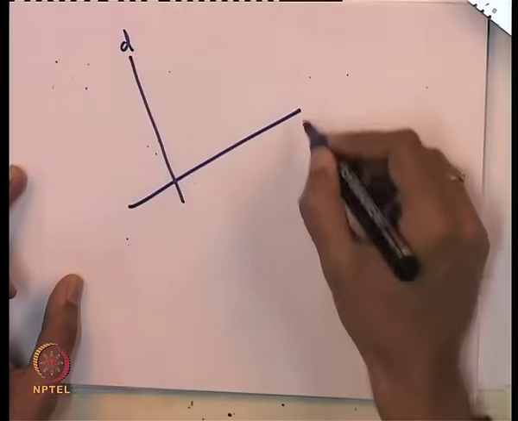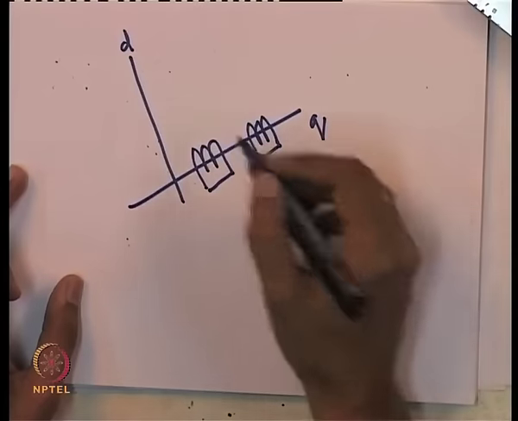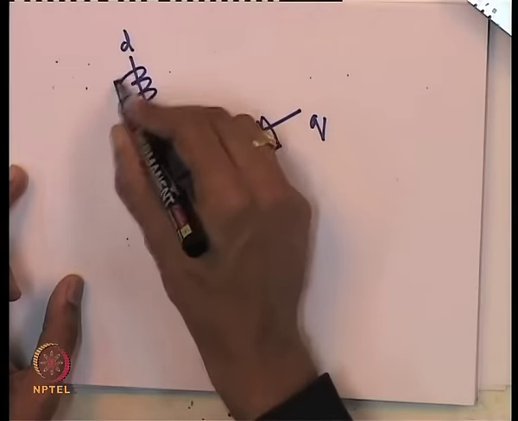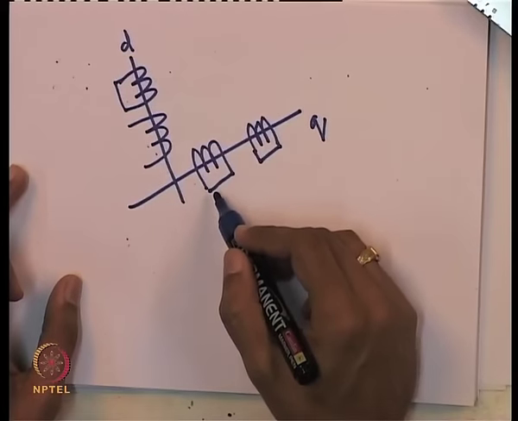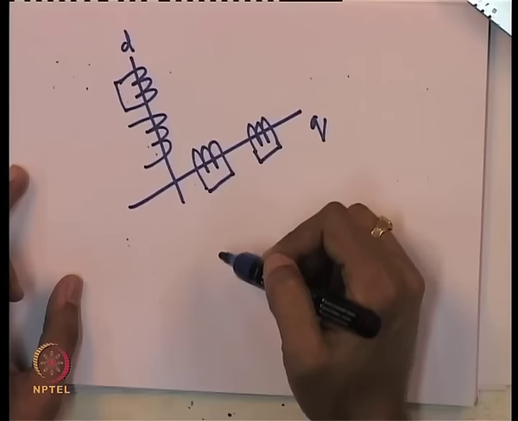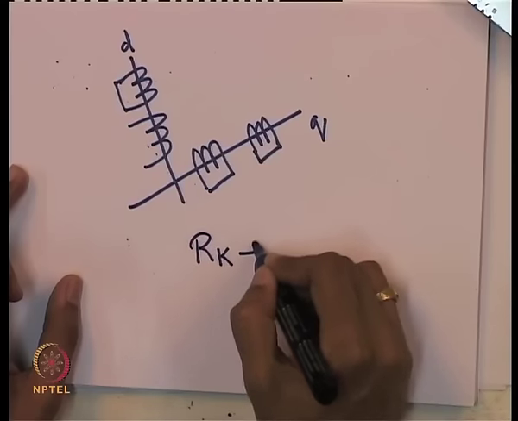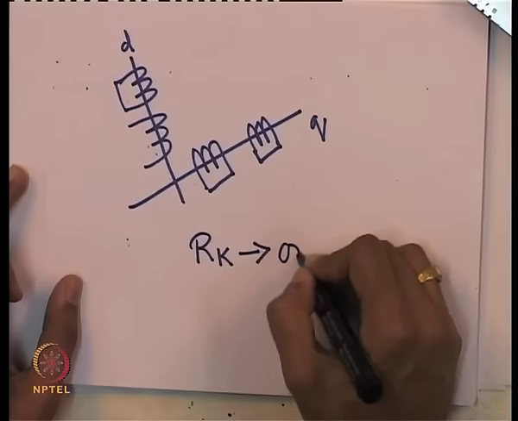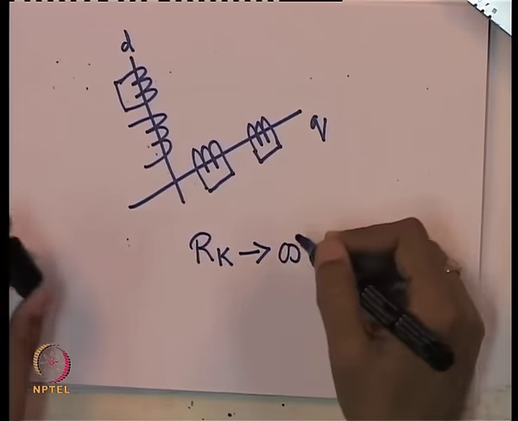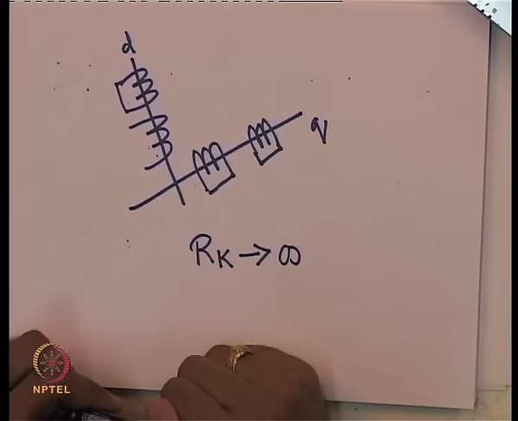So, suppose you have the D and Q windings. On the Q axis, the rotor windings are two, the G and the K winding, and there is a field winding and a damper winding on the D axis. In order to simplify this model, I need to get rid of the effect of this winding. What you can do is set the resistance of this winding, R k, to a very large value. In that case, it is as good as opening the damper winding, in which case no current will flow in that damper winding and its effect gets nullified.